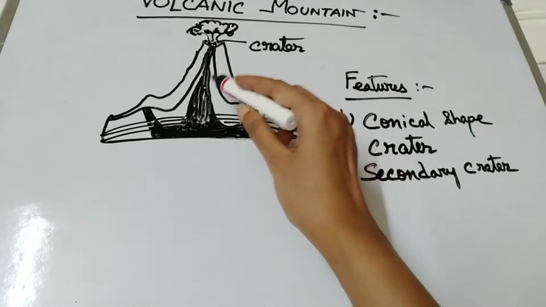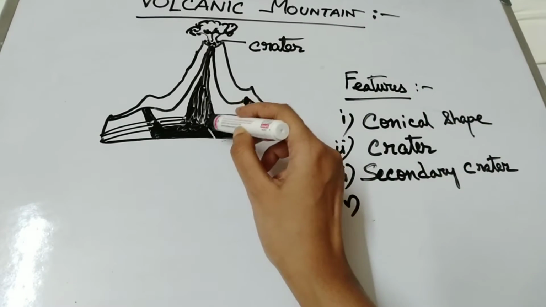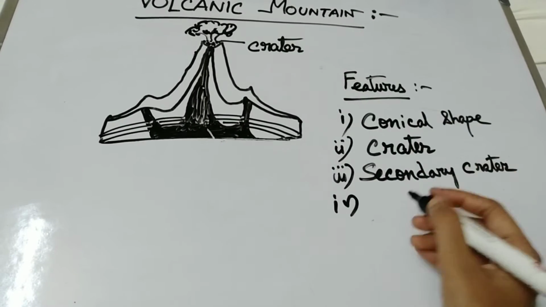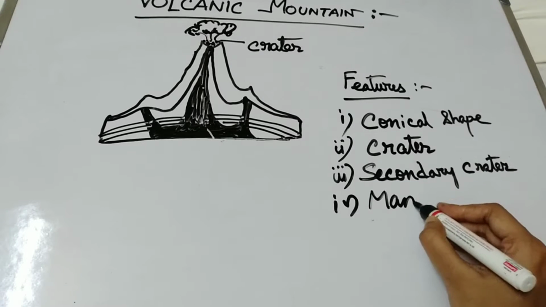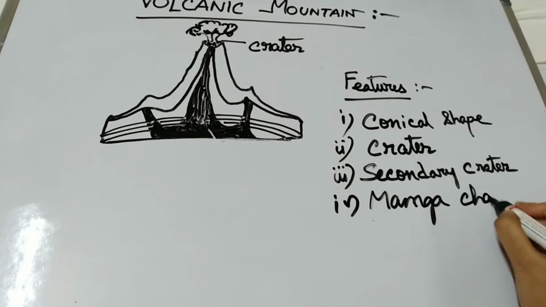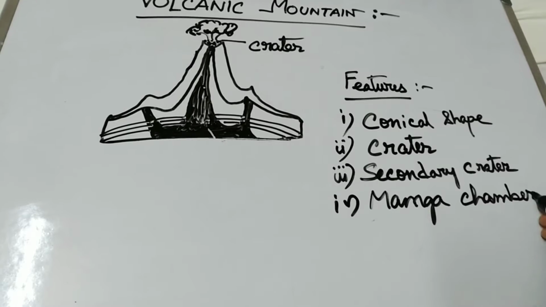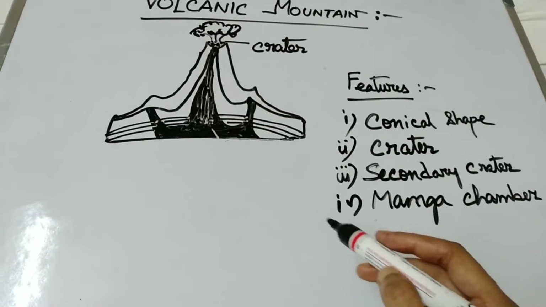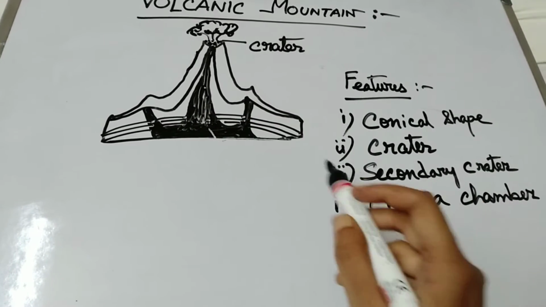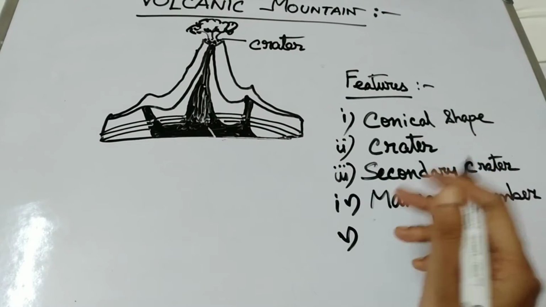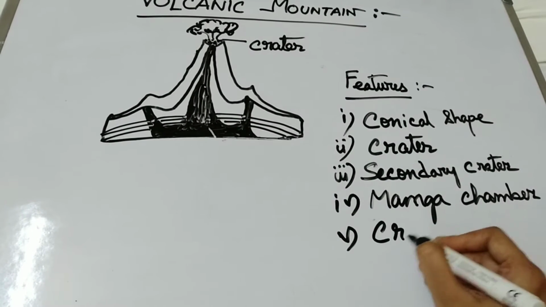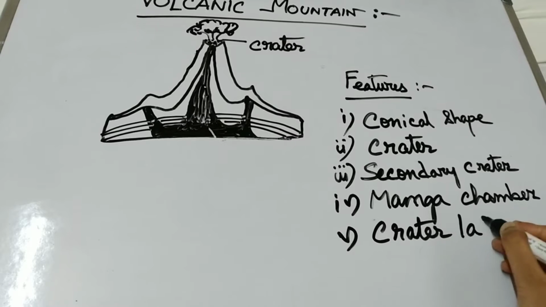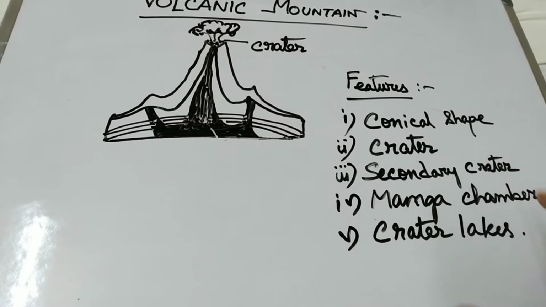Next, all these craters of the volcanic mountain are connected with the magma chamber. So the magma chamber is another feature which connects all the craters. And the last feature we have found is that some volcanic mountains have crater lakes. So these are the main five features we can see in a volcanic mountain.